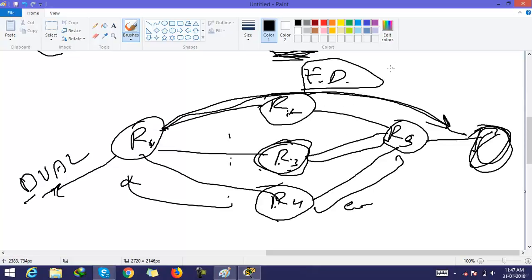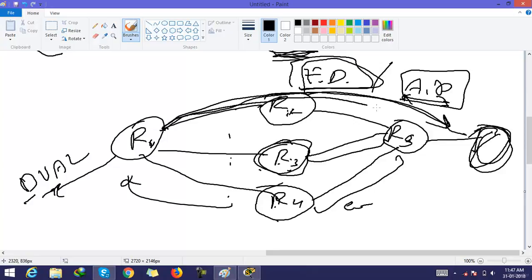Don't confuse AD, advertised distance, with feasible distance. Feasible distance is the total distance to reach a particular network, and the advertised distance is the distance or metric to reach a particular network that is reported by our neighbor.